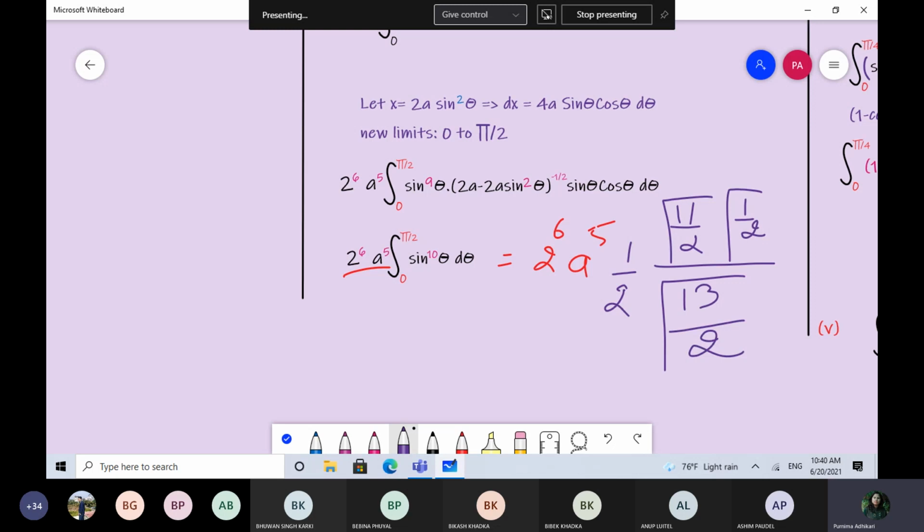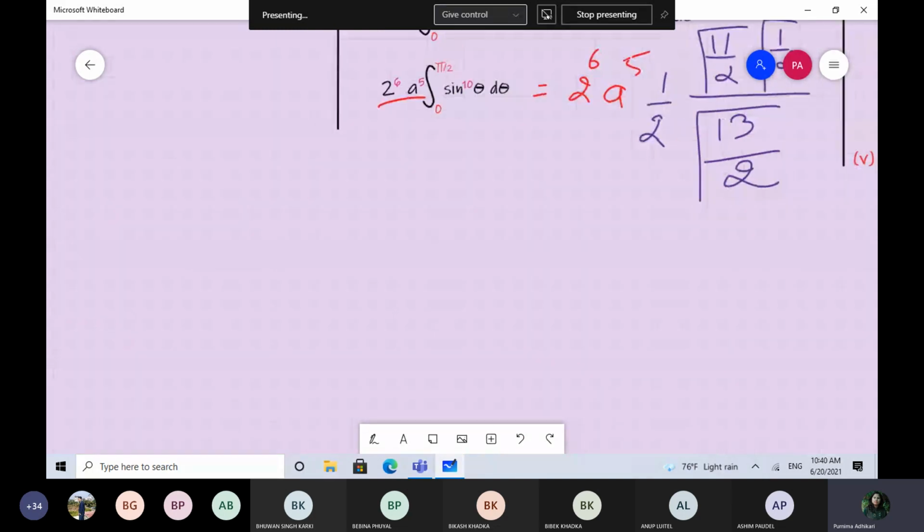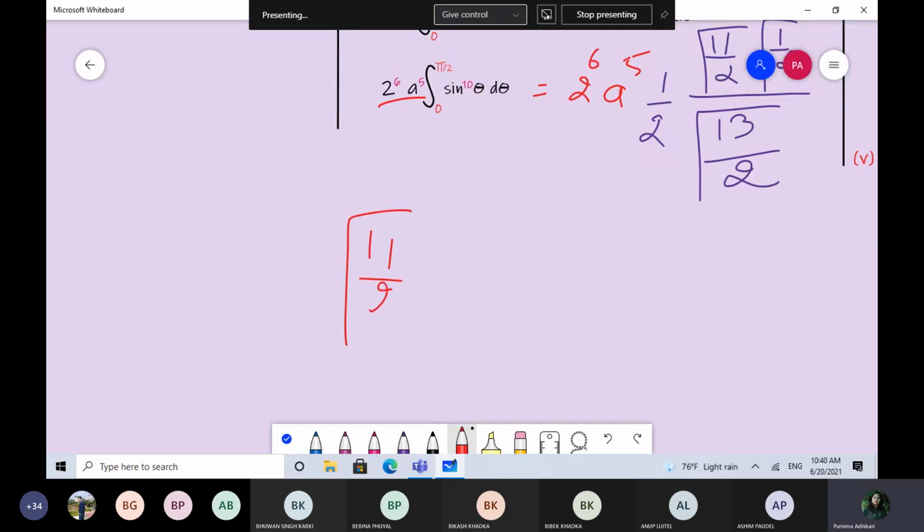That's it. I know. Obviously simplify matra गर्ने त हो नि. Okay. So can you solve this? Can you solve gamma 11 by 2? Do you remember how to solve gamma 11 by 2? Yes, ma'am. How?